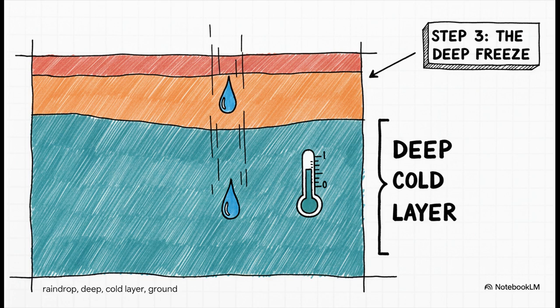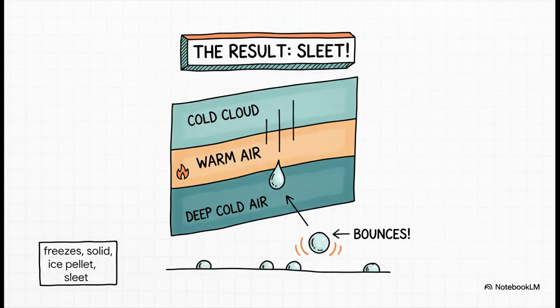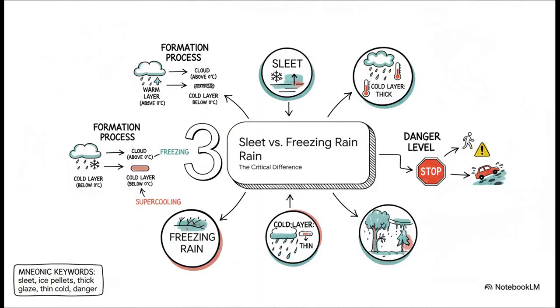Now, for sleet to form, this layer has to be pretty deep. It needs to be a nice, long fall through that freezing cold. And because that final cold layer is so deep, so thick, the raindrop has enough time to freeze solid again before it even hits the ground. It turns into this tiny, frozen ice pellet that hits your car or the sidewalk, and it bounces. And that is sleet.